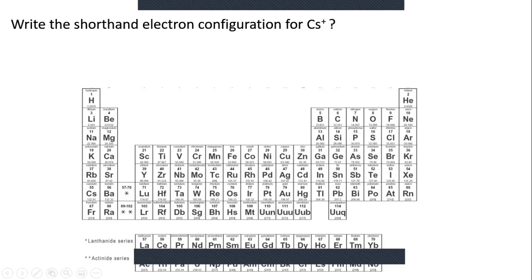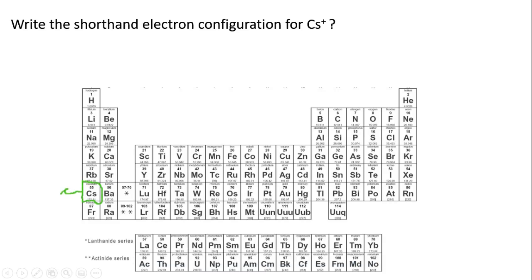So we want to write the shorthand electron configuration of cesium. Cesium is located on the 6th row, so the last filled orbital is going to be 6s. And the preceding noble gas is xenon. So the electron configuration for cesium would be xenon 6s1.